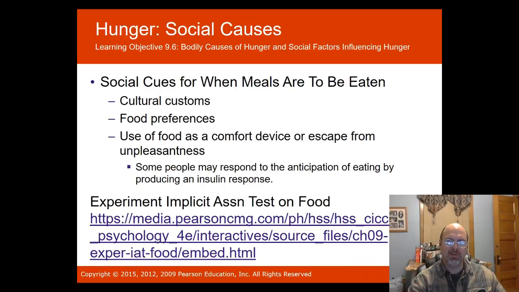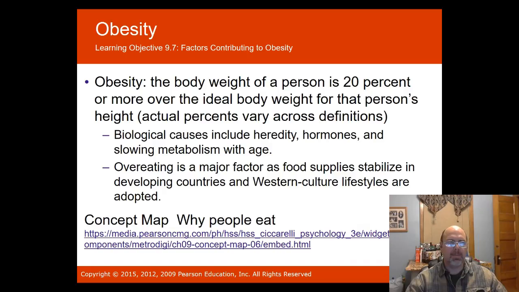There's a little experiment here on an implicit association test on food. You can watch this, click this experiment, and kind of see how we connect food with different thoughts. Often in our country, we use food as a comfort device or escape from unpleasantness. And so then we eat, and we respond to the anticipation by eating, which produces an insulin response.